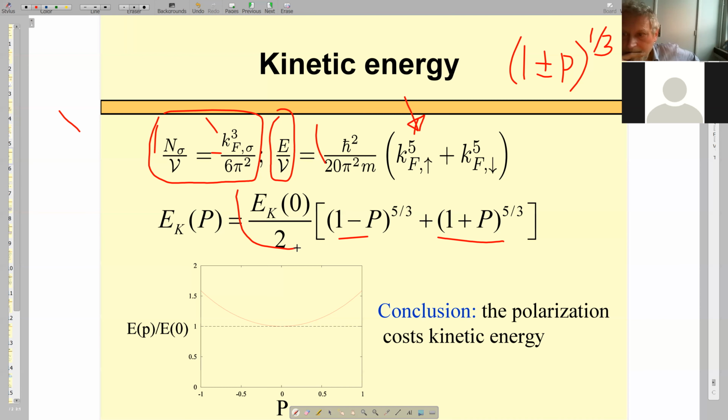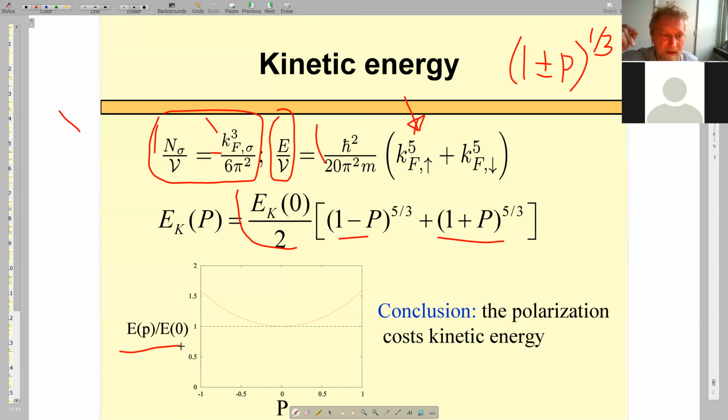Do you see how this goes? Fine. I just want to make it simpler and be able to make a quick plot. So now I plot this function. This is the polarization energy divided by the kinetic energy without polarization.